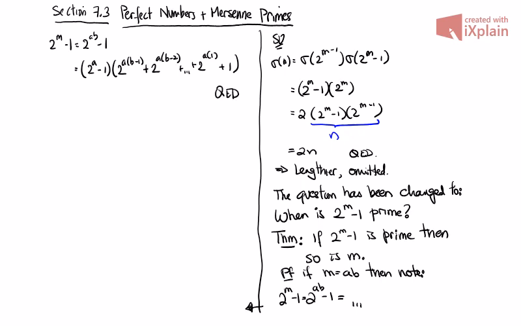So this multiplication is not obvious. It's just a question of foiling this out. Or, if you like, FOIL is really the wrong word, it's like distributing it out. So this tells us that if we want 2 to the m minus 1 to be prime, then m better be prime, which kind of helps.